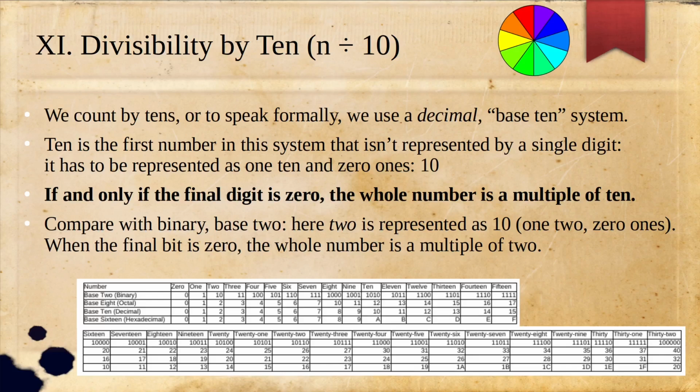Compare with binary, base 2, where 2 is represented as 1 0, and in that case it's 1 two and 0 ones. And every time the final bit is 0, the whole number must be a multiple of 2. If you'll indulge a brief digression, below I show what counting from 0 to 32 in 4 commonly used bases looks like. Base 16, hexadecimal, has to use letters A through F to denote 10 through 15, because each place has to go up to 15 instead of just 9 like in base 10.